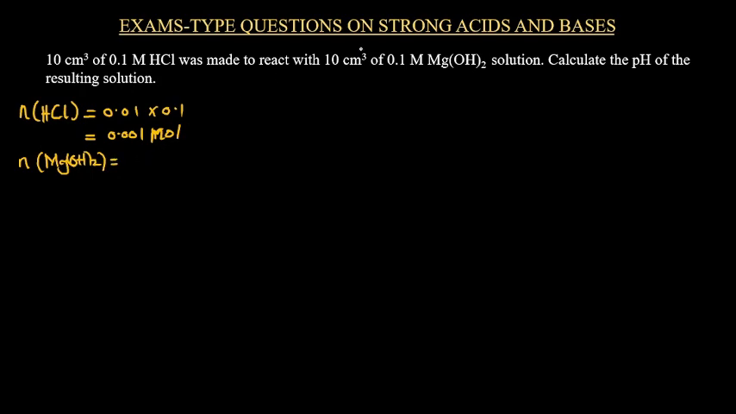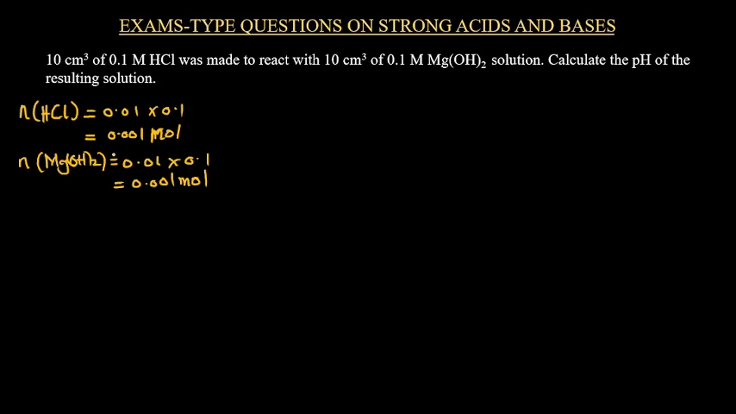Now, the volume of magnesium hydroxide is also 10, which means it's going to be 0.01 times the concentration, which is 0.1. Okay, so we are going to have 0.001 moles. So we have equal moles of HCl and magnesium hydroxide. So the next thing to do is to try to find out what is going to react.